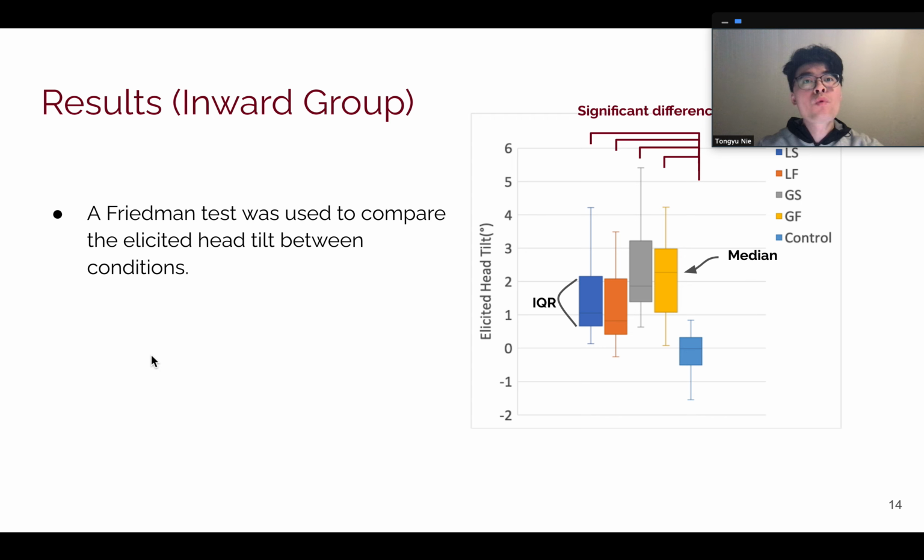For the tilting inward group, we conducted a Friedman test to compare the elicited head tilt between conditions. Post-hoc analysis showed that all experimental conditions elicited head tilt towards the turning center compared with the control group. As a result, hypothesis 1 was supported.